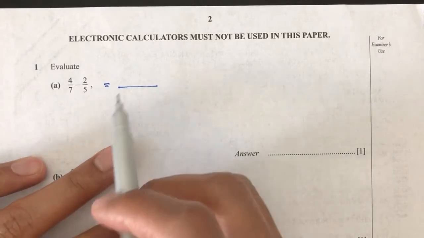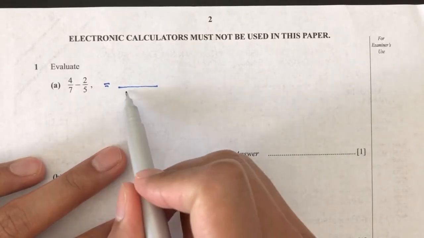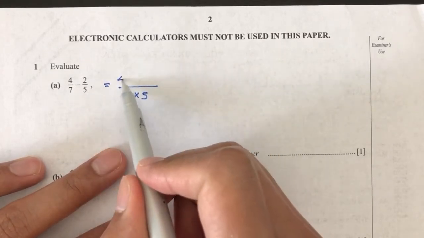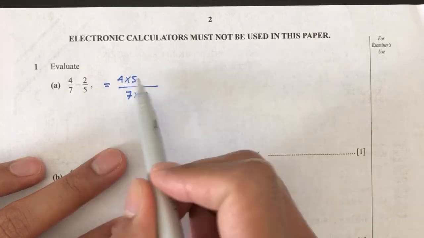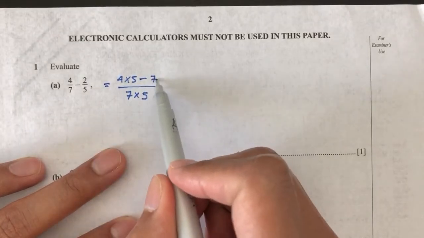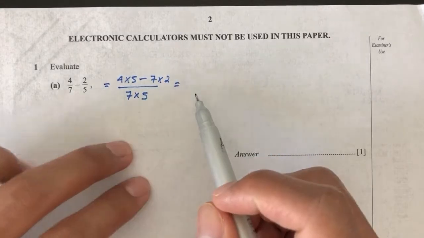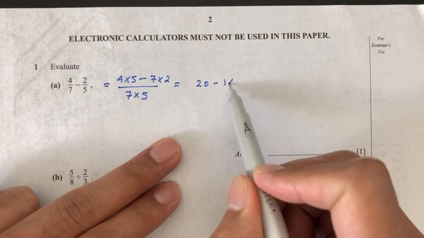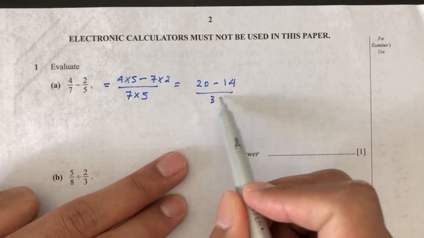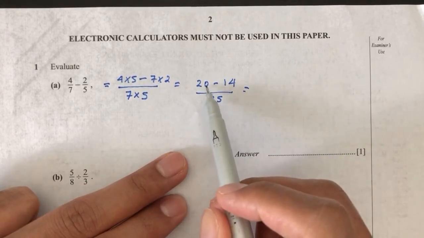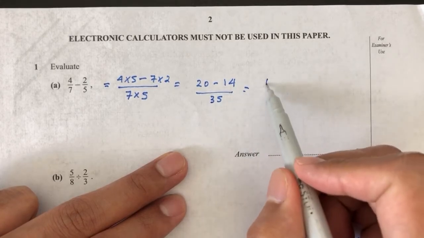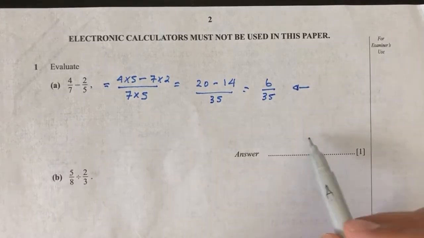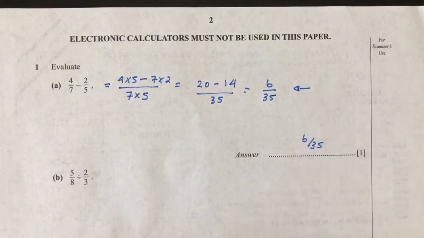So let's do the LCM, which means we have to do 7 times 5. So 7 times 5, and then we have to cross multiply. Here we have 4 times 5 minus 7 times 2. Now we can simplify. 4 times 5 is 20, minus 14, divided by 35. So 20 minus 14 will be 6 over 35, and this is your answer for part A, which is 6 over 35.